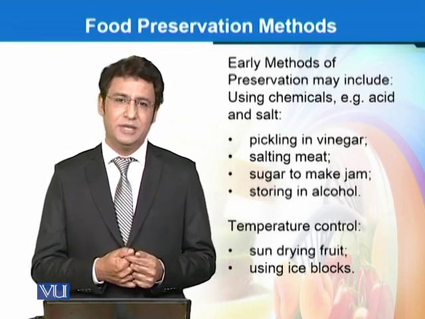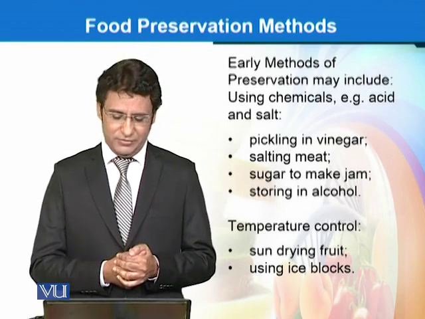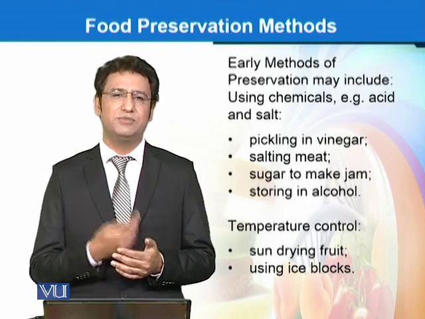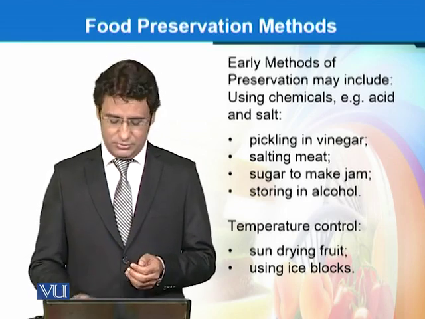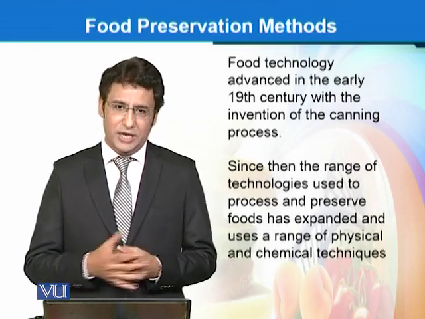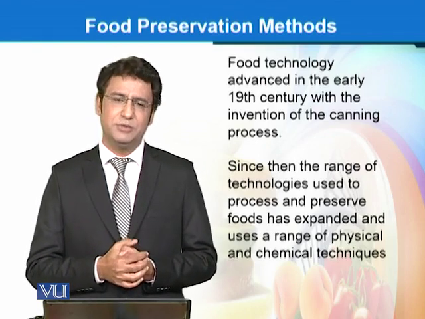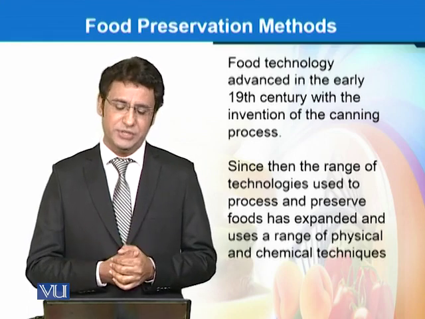For example, your fruits and vegetables can be dried, your meat can be dried under the sun. So that has been a technique used primitively, and similarly ice blocks have been used in areas where ice was available, so food can be stored in ice blocks as well. But we have seen an increase in technology and advancement in technology since the 19th century.